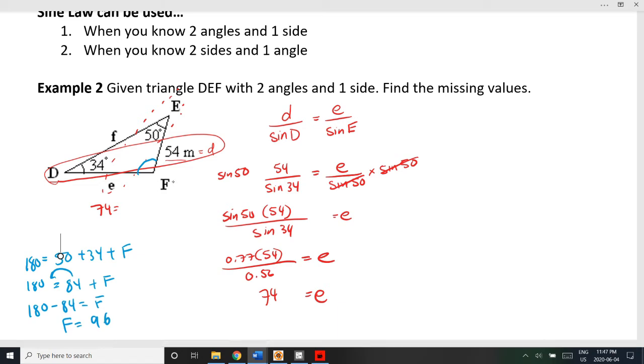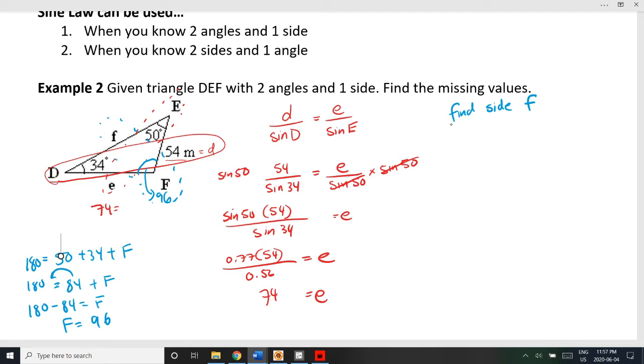Now that we know what angle F is, so this is 96, we can use sine law to figure out what side F is. So we're going to do that here. Let's find side F. And as I mentioned earlier, if we're looking for a side, it's best to use the version of the sine law with the sides on top.